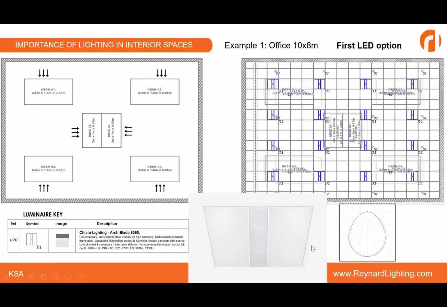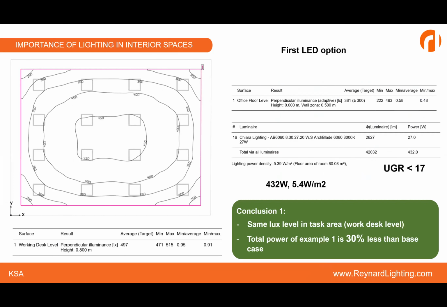So this luminaire consumes 27 watt and produces 2700 lumens. And as you can see here, this is categorized UGR less than 19. So before you use that, you will be sure that this will give you a low UGR rating. And these are the results.